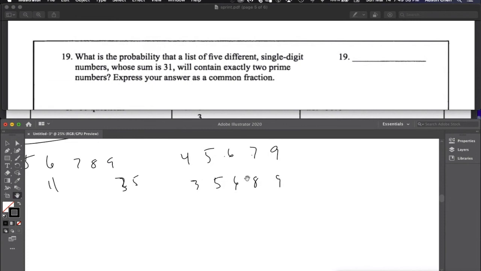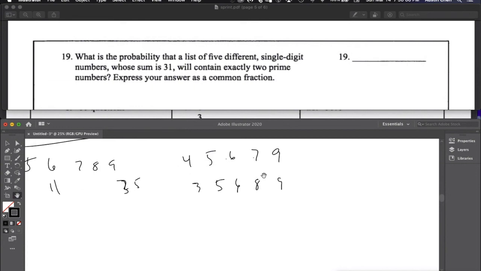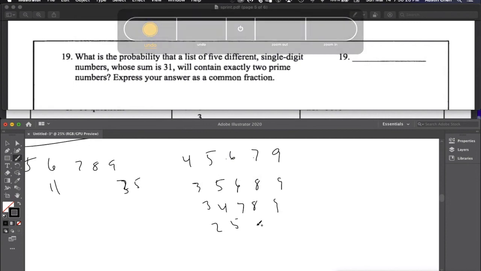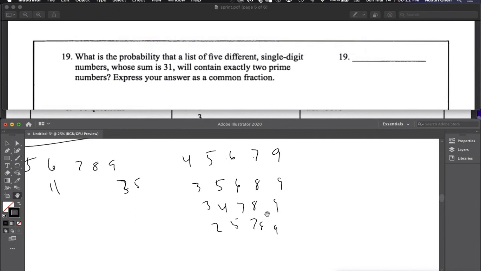Then we need to subtract 1 from a number. 8 and 9 isn't going to work because we're going to have 7, 8, 9 clash. But we can subtract 1 from 3, or 1 from 5. So we have 3, 4, 7, 8, 9. But we can also subtract 1 from 3, so that's another case. So 2, 5, 7, 8, 9.